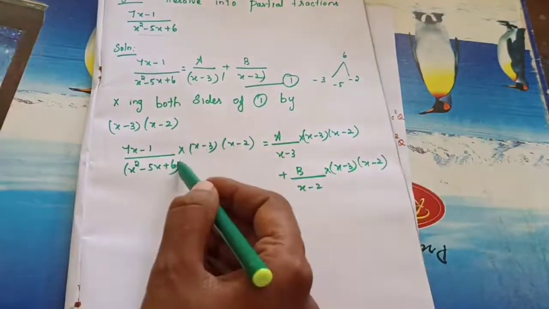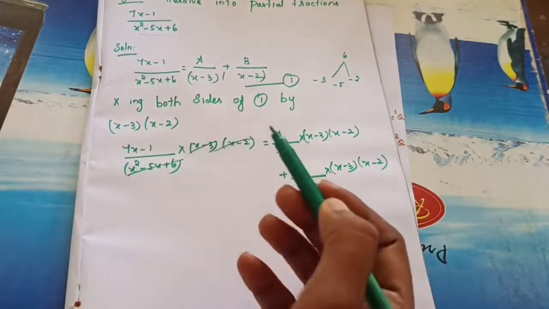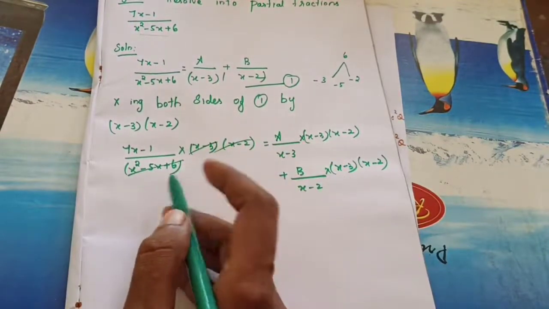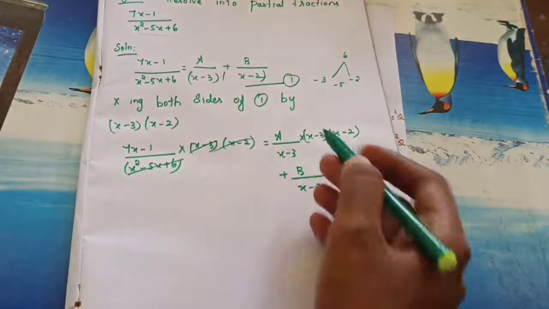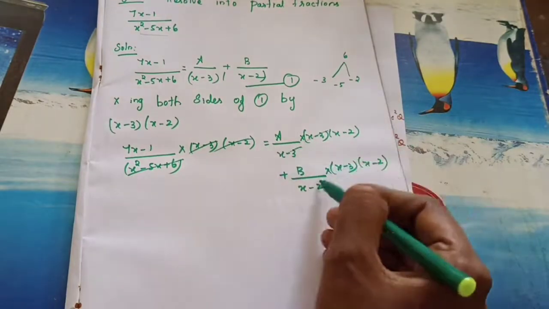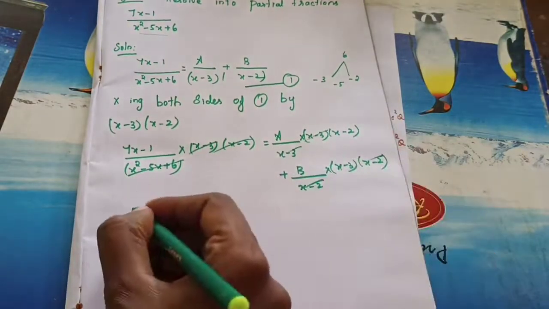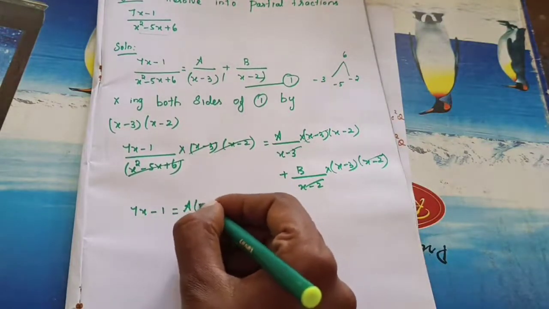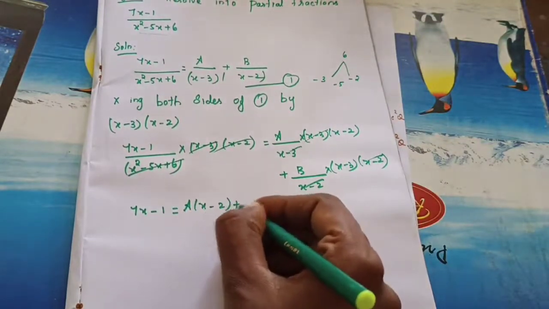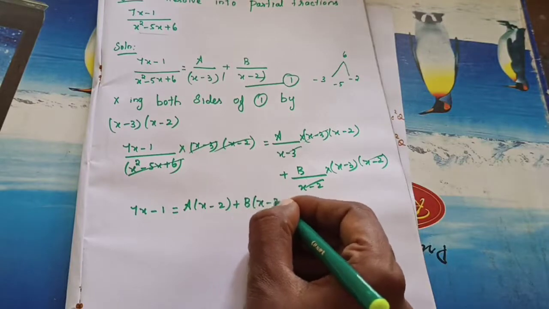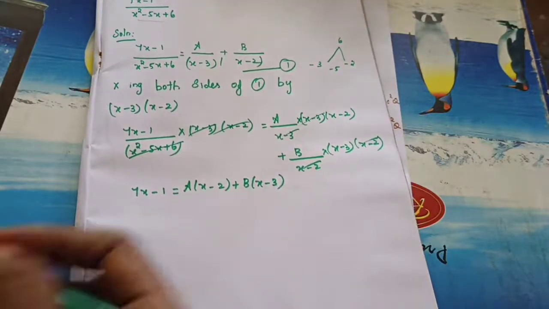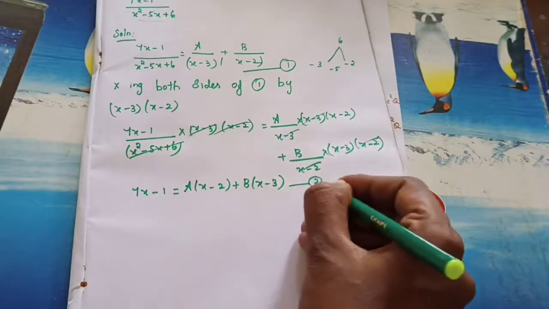Understand? So if you factorize, this and this everything will get cancelled. One more step if you need, you can write it. You make it as factors and afterwards you can cancel. It is no problem. Mind calculation itself you can cancel. So this everything will get cancelled. What's the balance? 7x minus 1 is equal to a into x minus 2 plus b into x minus 3. Okay. Now what I said already, this is equation number 2.